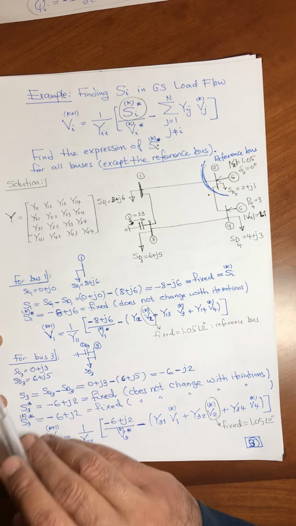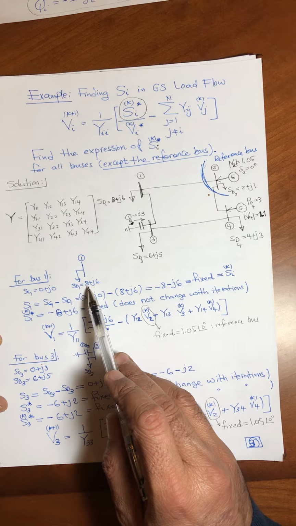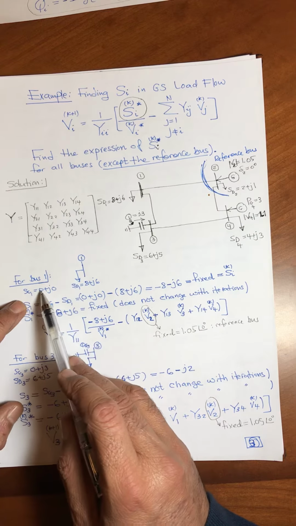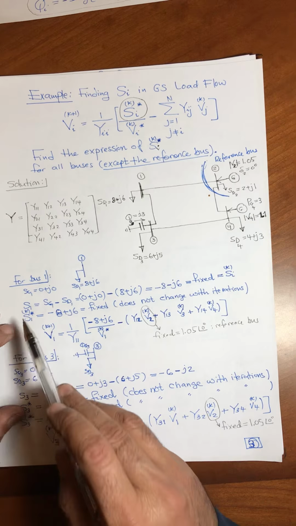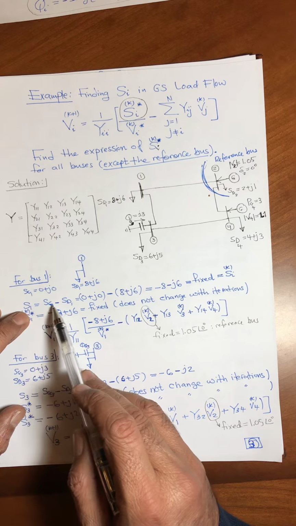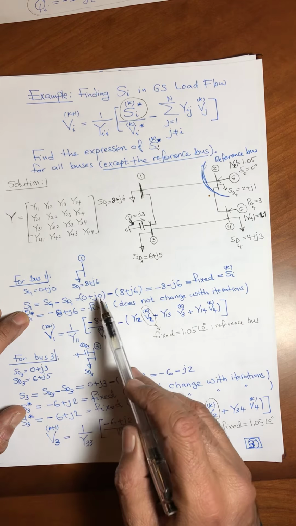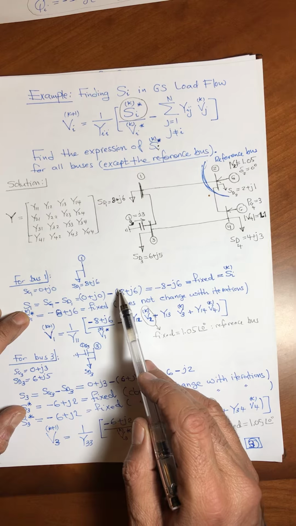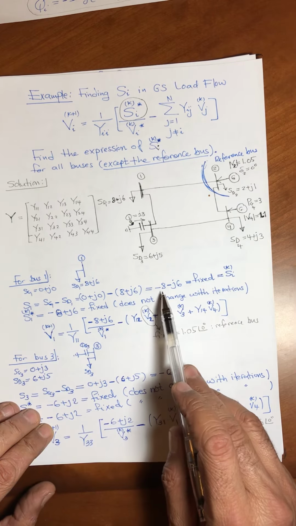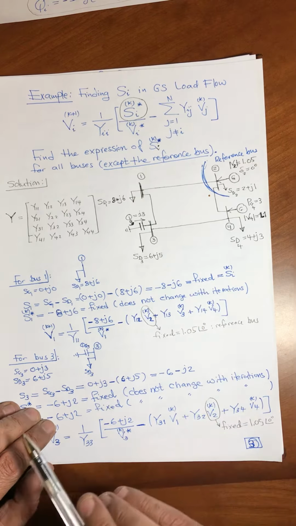For bus 1, this is bus number 1. It has a demand of 8 plus J6. S generated at this bus is 0 plus J0. So we can find the net injected complex power at this bus as SG1 minus S demand 1, 0 plus J0, minus, this is the demand at bus 1. So S1 equals to minus 8 minus J6, which is a fixed number.